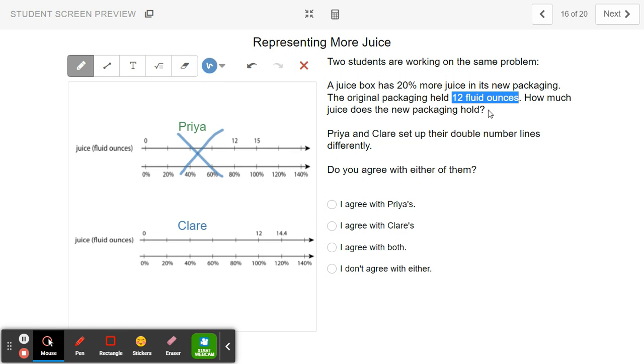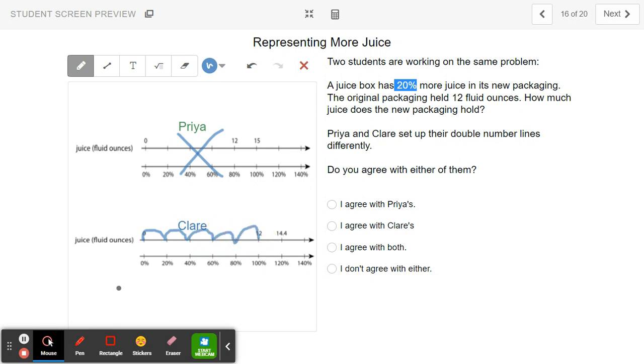I also know that the percent increase was 20%. So we're looking for 20% more than the original 12. So the 100 jumps up to 120, so that's good. The last thing I have to check to see is do they have the correct jump here, right? So when I look here, I'm noticing I'm going up once, twice, 3, 4, 5 times.